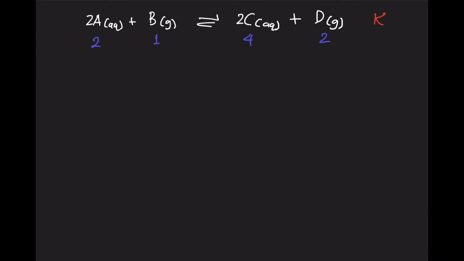So, now how do we determine whether the reaction will go to the product side or to the reactant side? Suppose in the beginning, or in the initial condition, we have 2 molar of A, 1 molar of B, 4 molar of C, and 2 molar of D. How do we determine whether the product is being formed or whether the reactant is being formed?